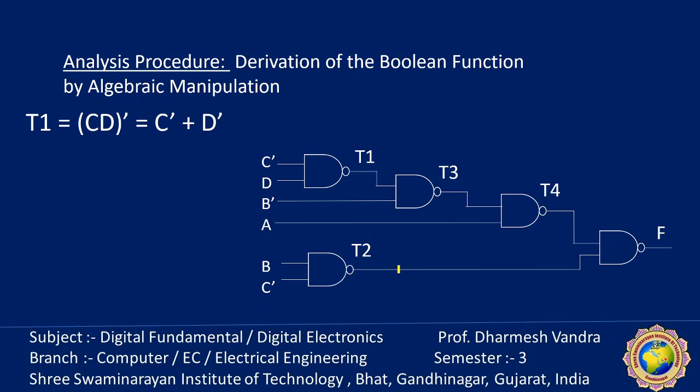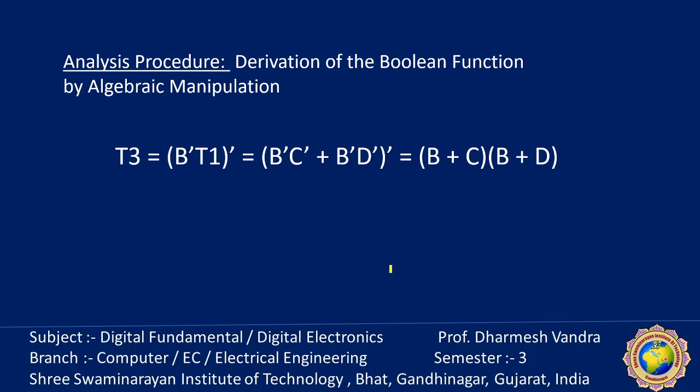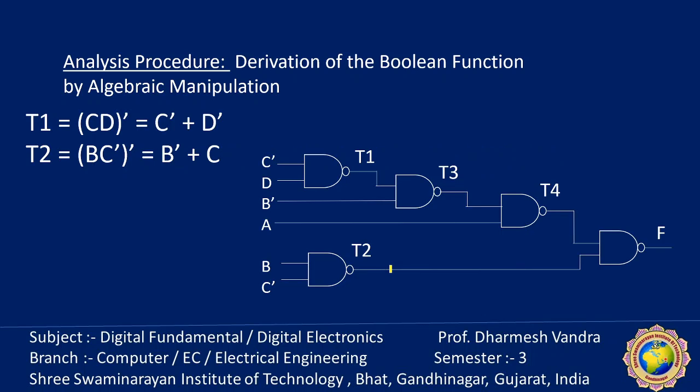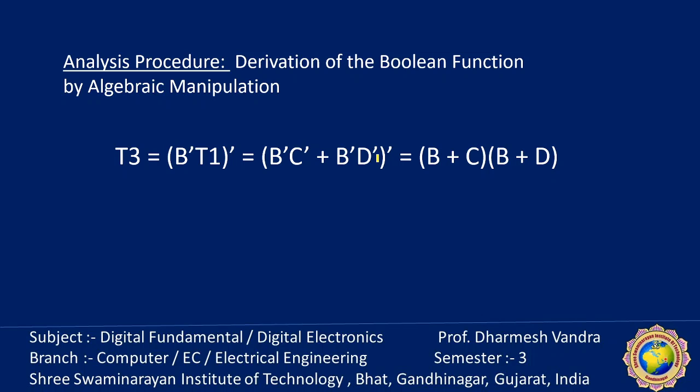Next we define T2. T2 is the output of the B C dash NAND gate, so it will become B dash plus C. And then T3. T3 is (B dash T1) whole dash. T1 and B dash are both NANDed here. So (B dash T1) whole dash is the NAND operation, and T1 we already defined, so it will become B dash C dash plus B dash D dash, and then after the NAND operation, it will become B plus C and B plus D.